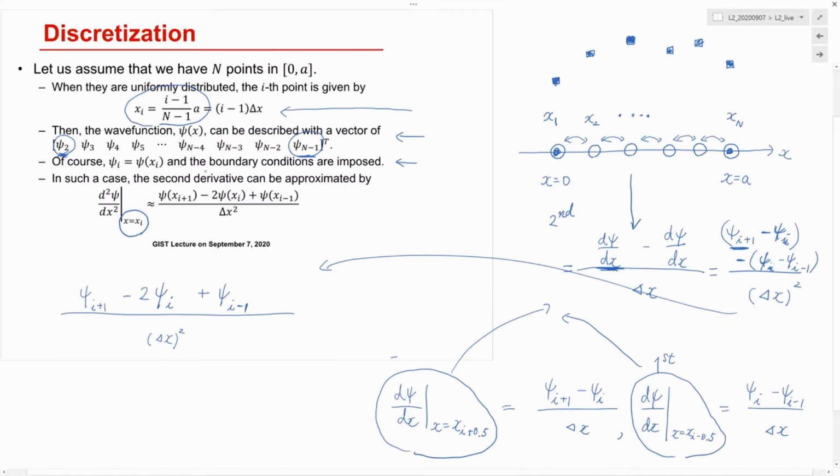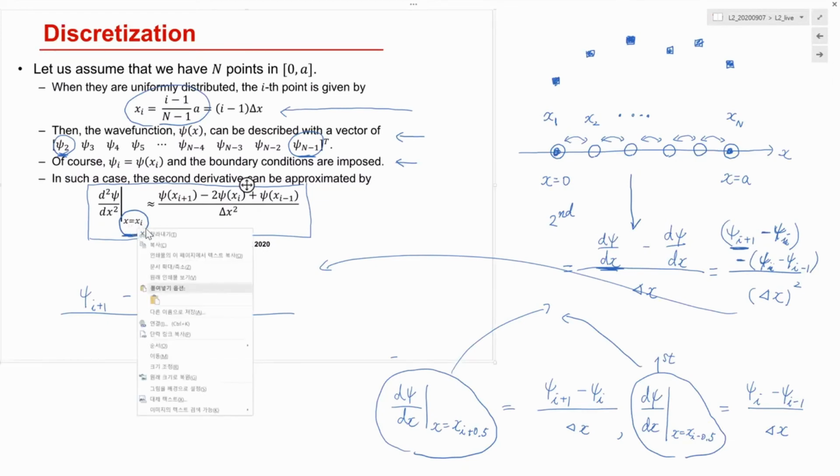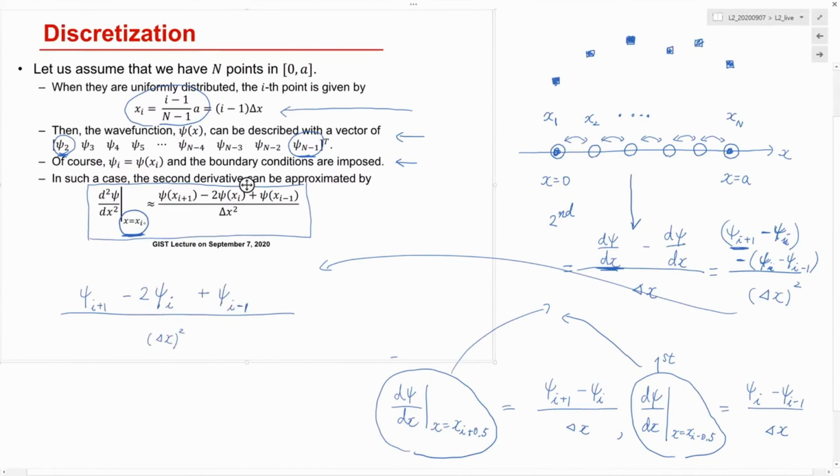So you can understand now, this is the reason why we are assuming that this form is the second order derivative. And please note that this is the form evaluated at x sub I. Since we have x sub I, here we have x sub I plus 1 and I minus 1.